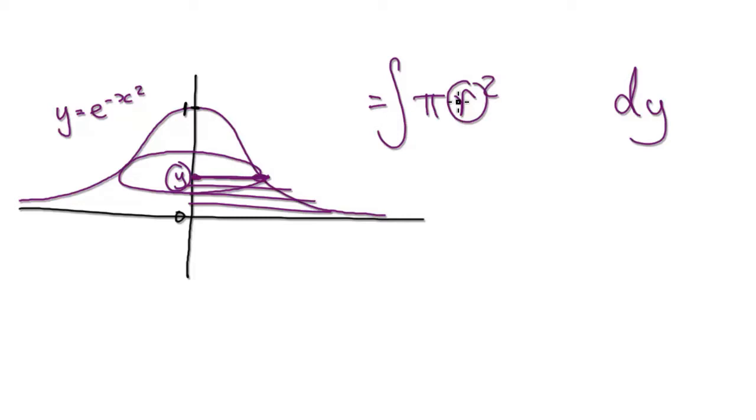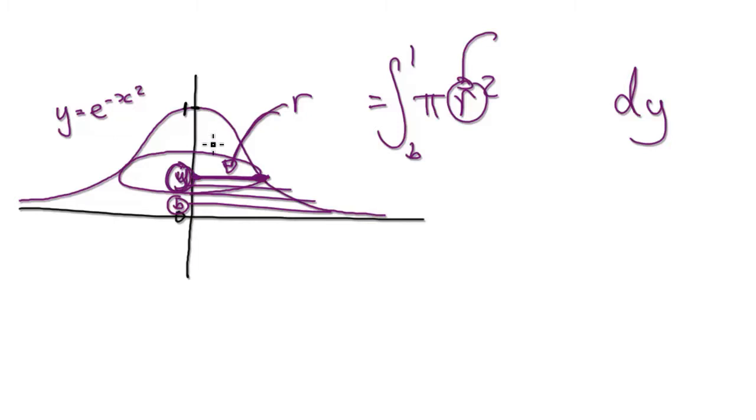But the thing is, what is the radius here? This r here is the radius. Once we've got the radius, we can pi r squared it, and that will give us the area of the disk. And we're summing up the disks from B to 1. Let's call this B here. But then what is this radius in terms of y?